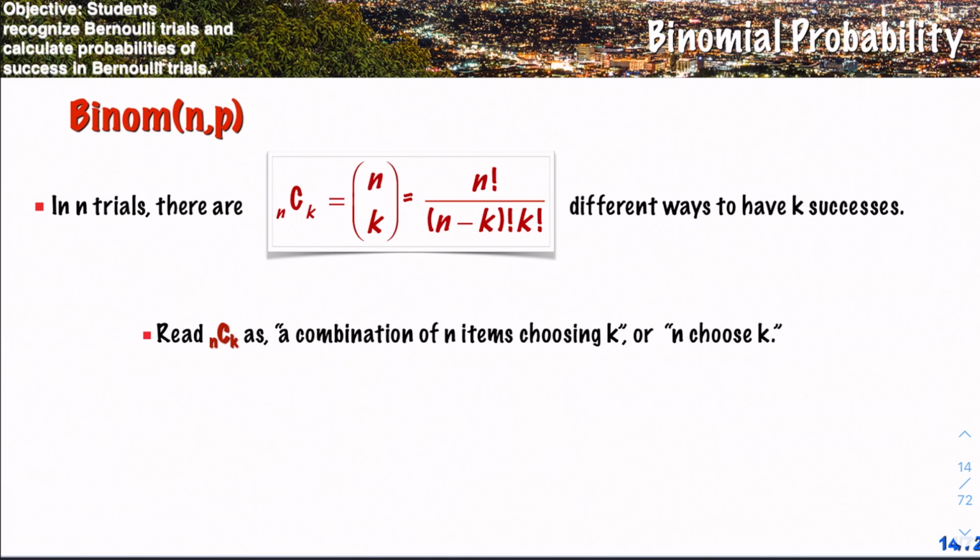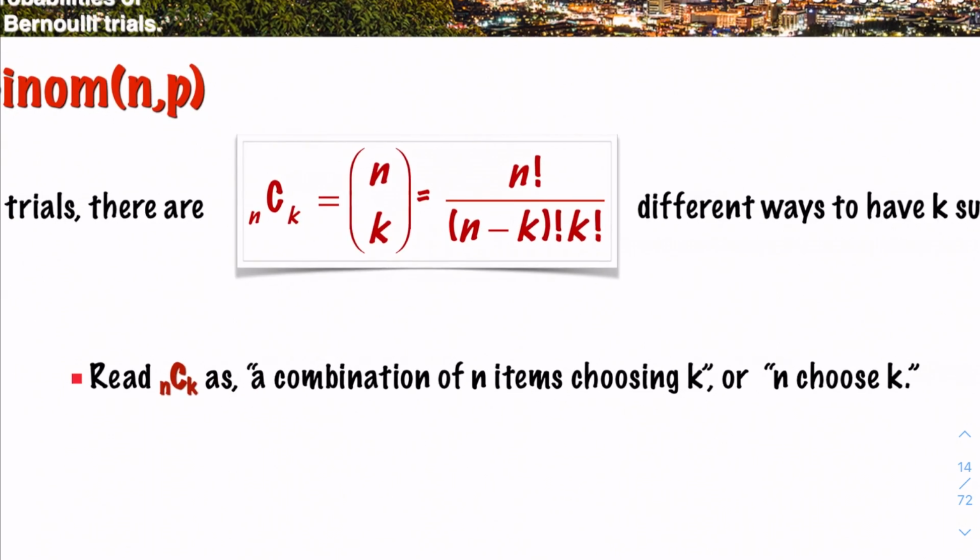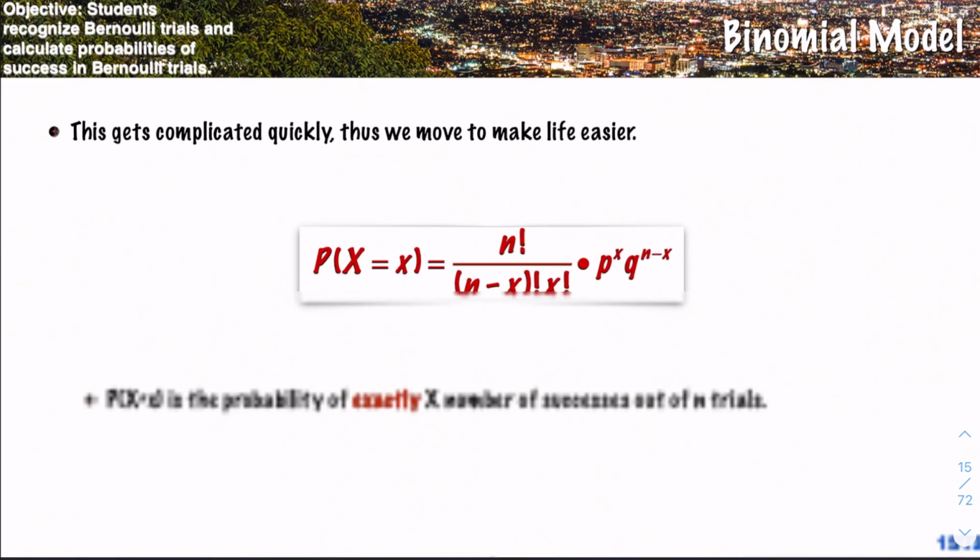If you notice, that 4 ways of choosing them is our combination that comes into play. So in n trials, there are n choose k different ways of having a success. And we read this nCk as combination of n items choosing k of them, or n choose k. So put this all together. This gets complicated quickly if you're not keeping track of things. Thus, we make life easier by saying simply a binomial expansion.